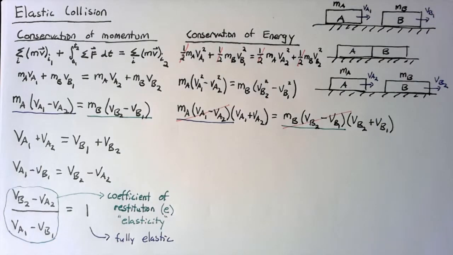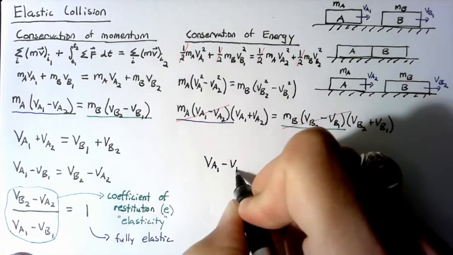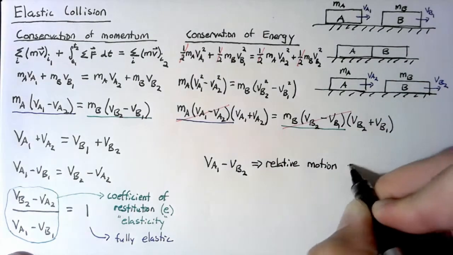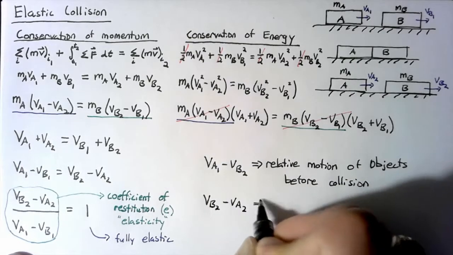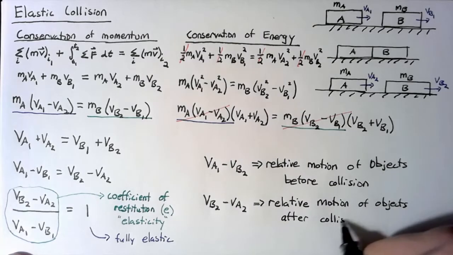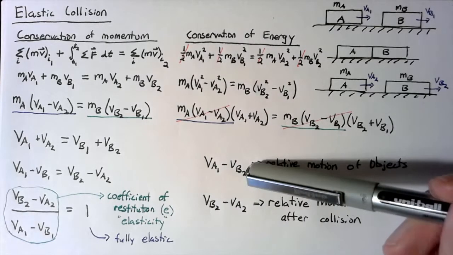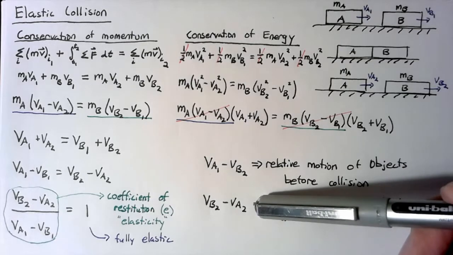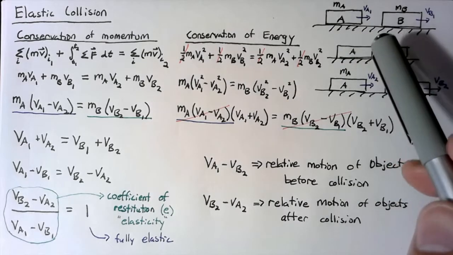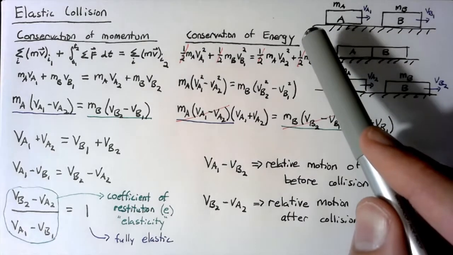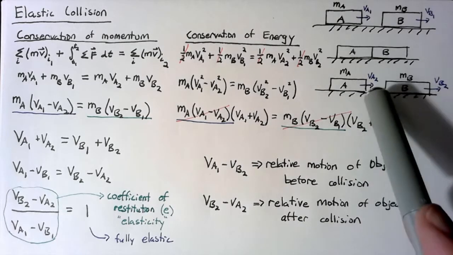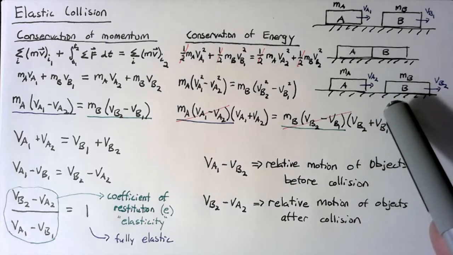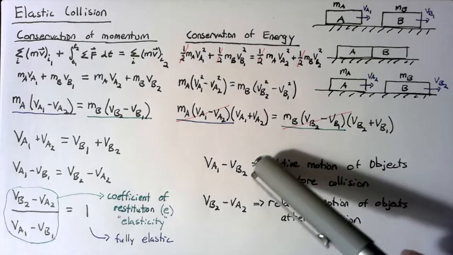So let's take a second to look at what this actually means. VA1 minus VB1 is simply the relative motion of the objects before the collision. And VB2 minus VA2 is the relative motion after the collision. Now take a second to notice that both of these had better be positive or else there's not going to be a collision happening. So before the collision, if VA1 is less than VB1, then it's never going to catch up and actually hit this. If after the collision, VB2 is less than VA2, well, we're in a situation where they're going to collide again, and that really isn't something that makes sense. So both of these are going to be positive.